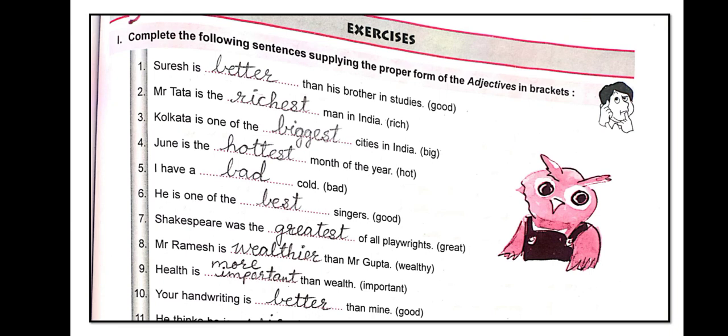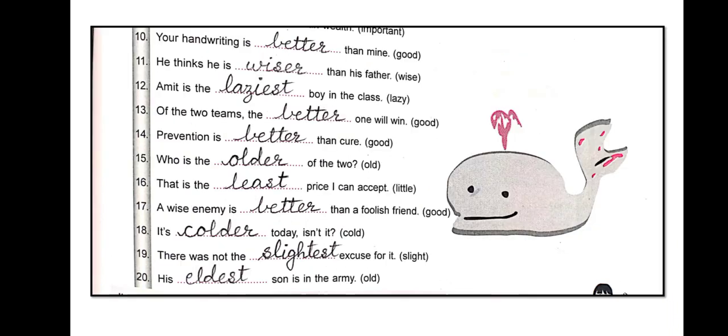8, Mr. Ramesh is wealthier than Mr. Gupta. 9, health is more important than wealth. 10, your handwriting is better than mine. 11, he thinks he is wiser than his father. 12, Amit is the laziest boy in the class. 13, of the two teams, the better one will win.